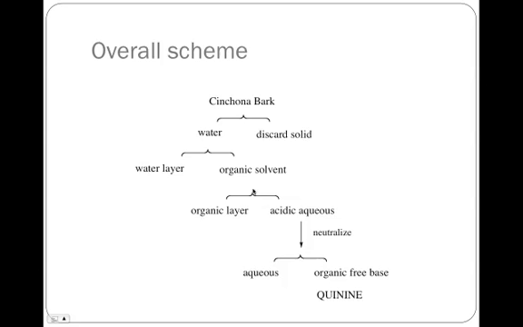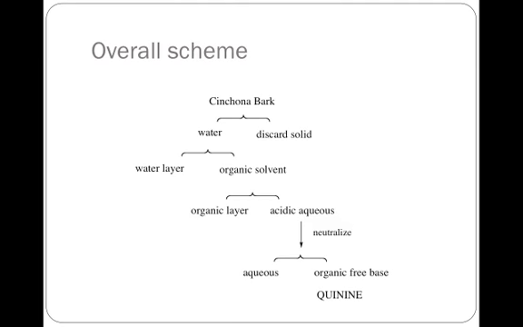If you then do a second extraction with an acidic aqueous layer, the active principle is now going to be in the aqueous layer. If you neutralize that aqueous layer and then extract once more, you'll have the organic free base, which is quinine. And this is a typical way that medicinal chemists and ethnobotanists and biologists isolate alkaloids from botanical systems of great interest and isolate the active ingredients.